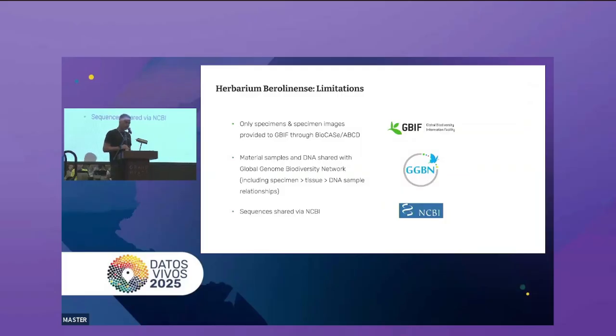So before the Darwin Core Data Package, we provided only the specimen and the specimen image to GBIF. The tissue and the material samples we shared with the Global Genome Biodiversity Network, because this network also is able to show all the associations between the objects. So if you're looking for a DNA sample, you can go to GGBN, find the DNA sample, and then it will link you to the tissue sample this DNA has been taken from, and then to the specimen that the tissue has been taken from. And as I said before, the sequences are shared with NCBI.